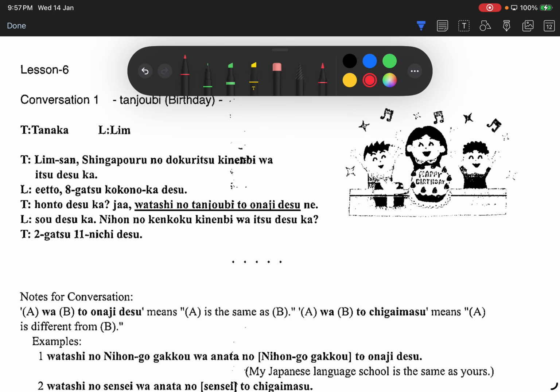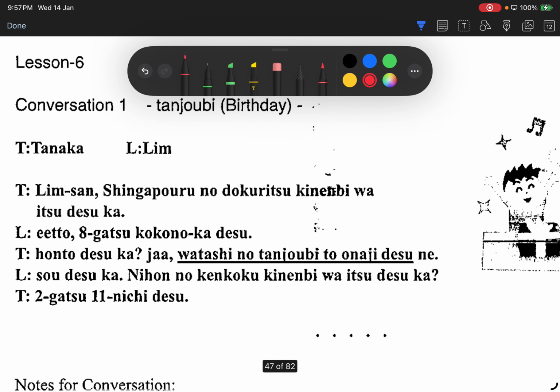Conversation 1. リンさん、シンガポールの独立記念日はいつですか? What is いつですか? When, right? When is it? So what we want to know here is the subject, right? シンガポールの独立記念日. Because of the particle の, you know that it is an event that is related to Singapore, right? So what is this event? Anybody can guess?